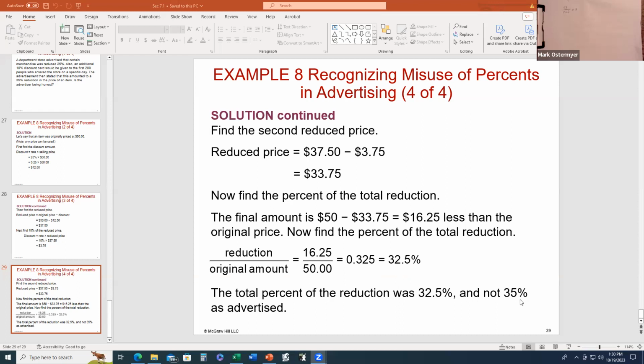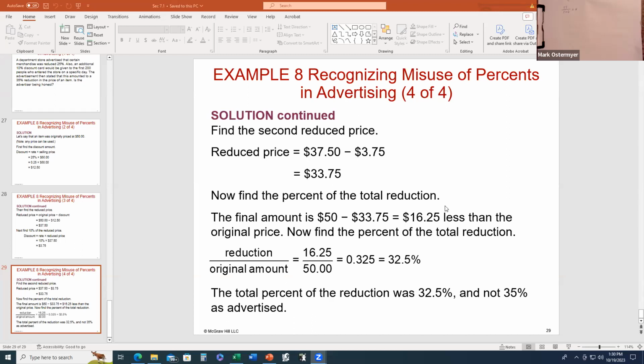Notice that's not 35% off, though. A little misleading there. You see that? A little misleading. Because we're taking percents off of numbers that are being reduced by previous percents off, it's not as simple as just adding 25% to 10%, calling it 35% off total. It's a little less than that. It's like 32.5% off of the $50 is what we really are experiencing here.